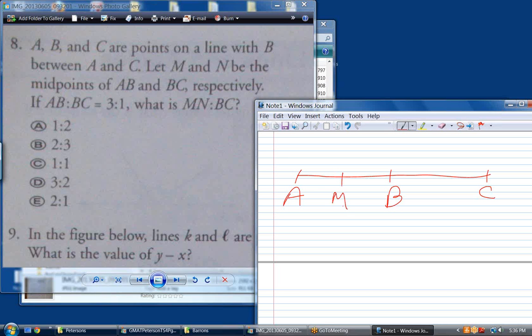Then we have M. It says let M and N be the midpoints of AB and BC. Okay, I like that. And AB to BC, so the piece from A to B to the piece from B to C is 3 to 1. So let me redraw it like this.